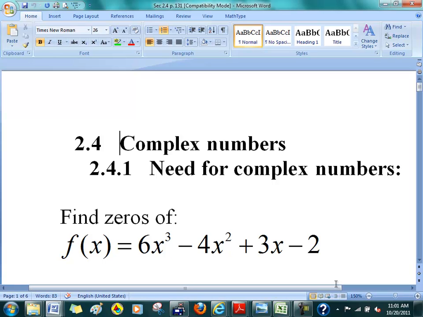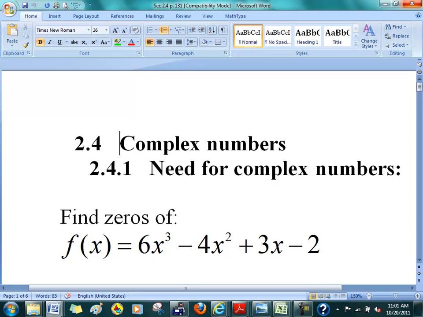All right, so today is 2.4. Before I forget, Udara, tomorrow is worksheet day, okay? 2.1 through 2.4. It's on the website. Print it out, bring it to class. You're going to be working on it tomorrow. On Tuesday, you have a test, okay? 2.1 through 2.4, test.